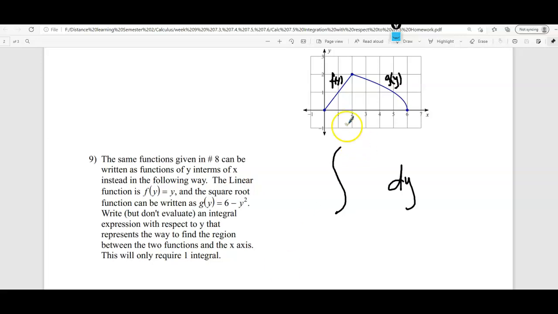So my lowest limit of this shaded area is right here. That's at 0 for the y value. And then it stops up this high, and that's at 2. So we're integrating from 0 to 2. And now we need to find the area between these two curves. So when you're integrating with respect to y, the one that's farther to the right is the greater, and the one that's to the left is the lesser. And so it's going to be g minus f.